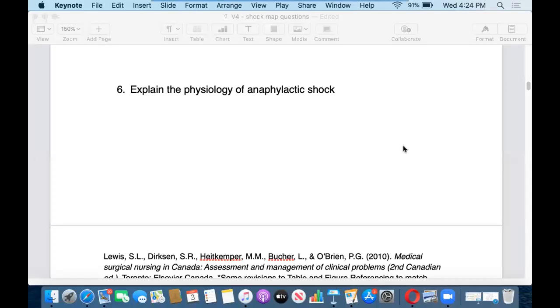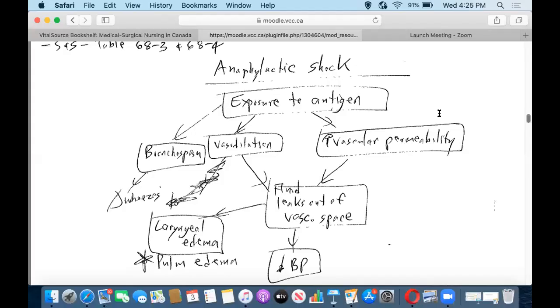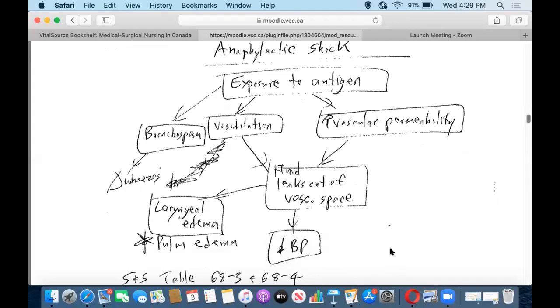All right, question number 6, explain the physiology of anaphylactic shock. At the bottom of map 4, we've got anaphylactic shock summarized. Obviously, you have an exposure to some kind of antigen. Then you have this response, which we know is a systemic inflammatory response, which is where your vasodilation comes from, and where your fluid moving into tissues comes from. So this fluid leaks out of the vascular space, dropping blood pressure, thereby leading to decreased perfusion.